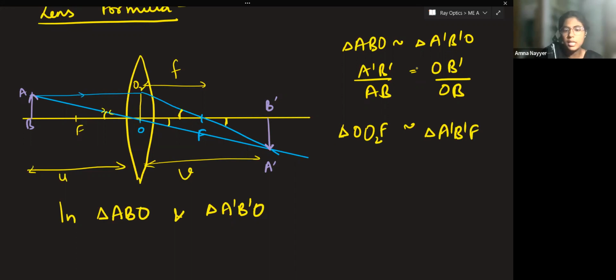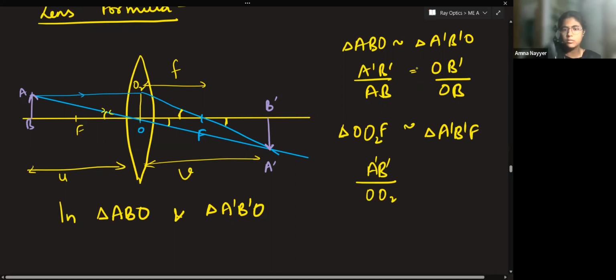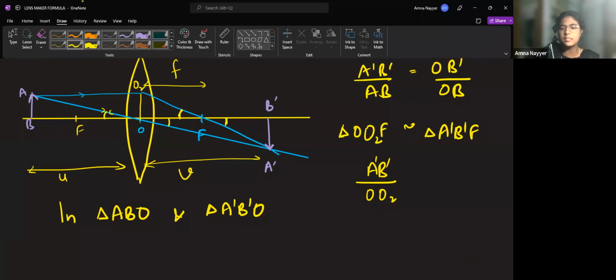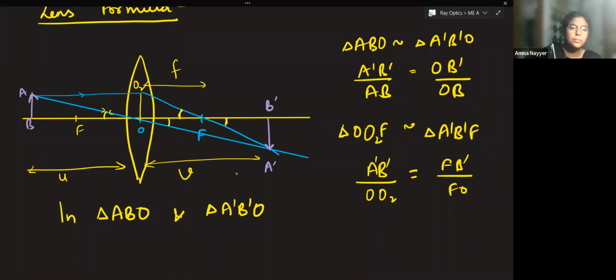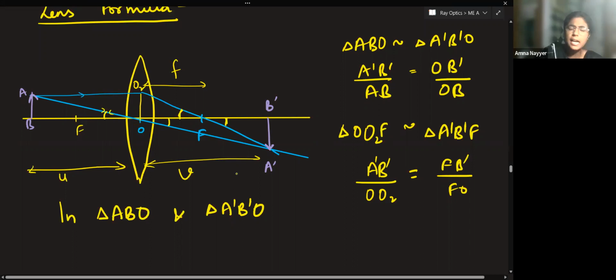Now write down the sides. So that makes A dash B dash by OO2. One more thing, OO2 is actually equal to AB. So instead of OO2, this becomes FB dash by FO. So class, from here you can see O2 is exactly equal to AB. So you can write A dash B dash by AB equal to FB dash by FO.